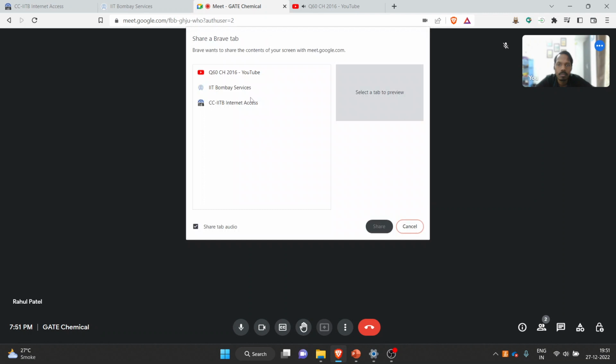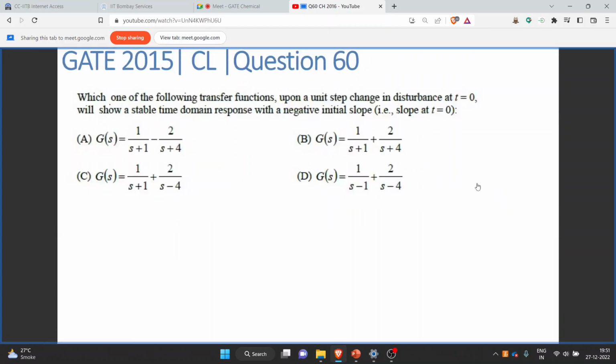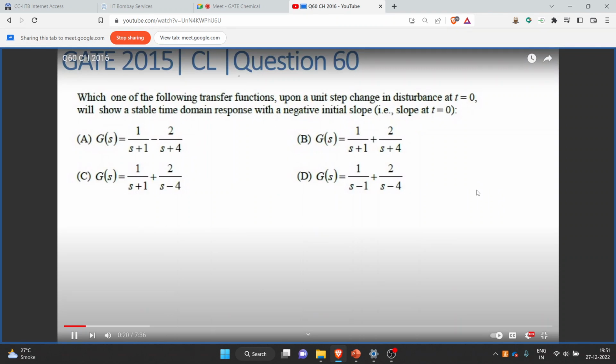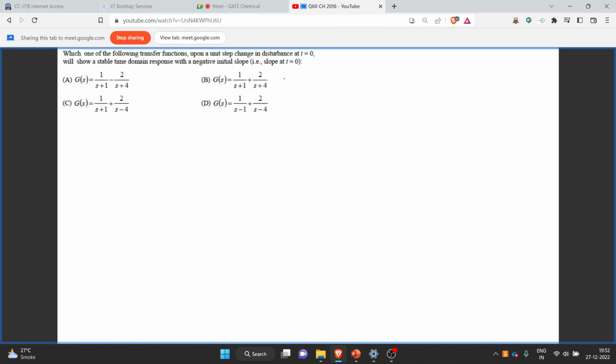We are solving question number 60 of GATE 2015. This question is related to process control and instrumentation. Which one of the following transfer functions, upon a unit step change in disturbance at t equal to 0, will show a stable time domain response with a negative initial slope, that is, slope at time t equal to 0. In this question, corresponding to these 4 different transfer functions, we have to find for which of them the time domain response will have a negative initial slope.